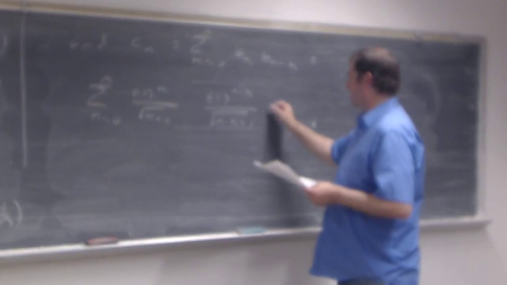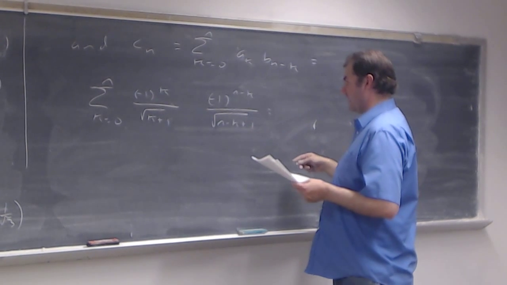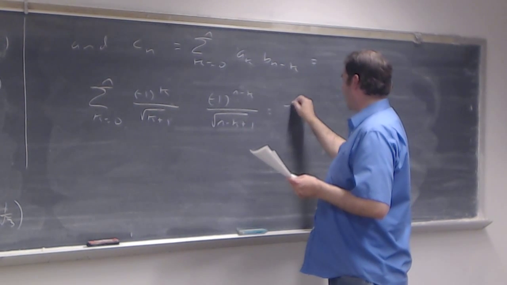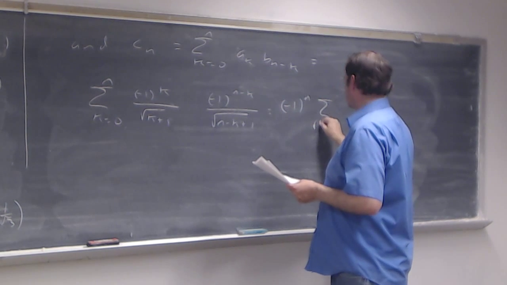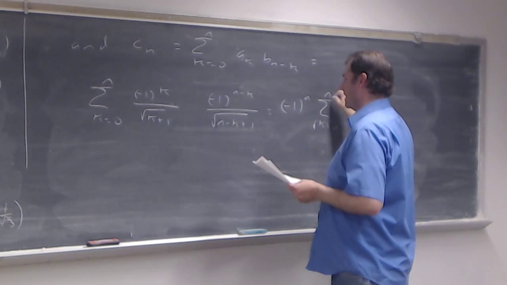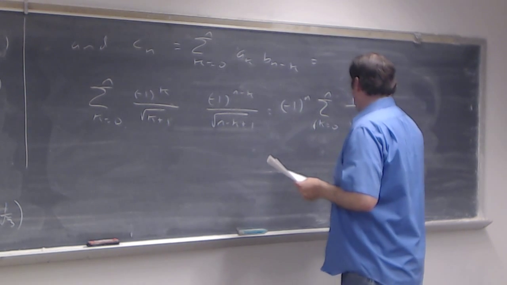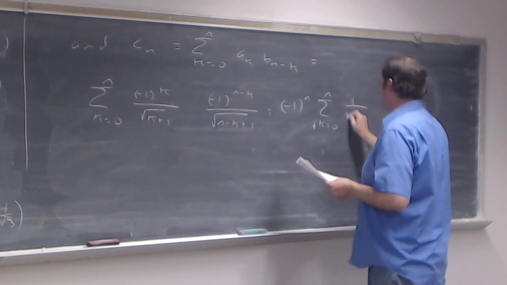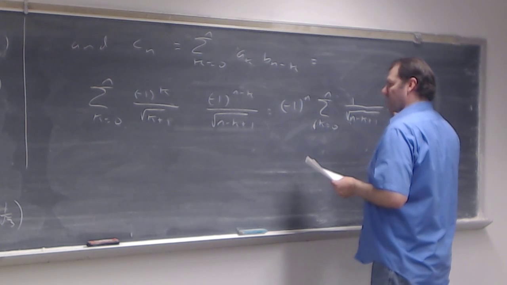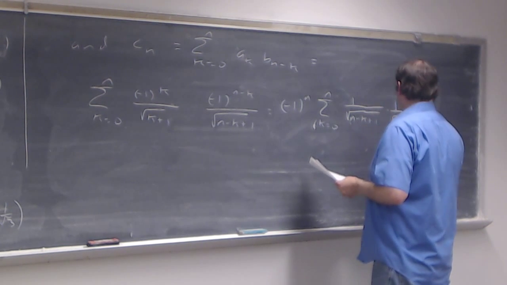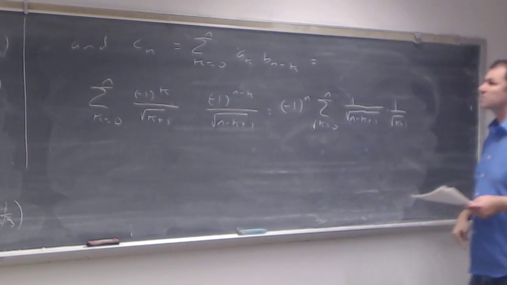And that ends up being minus 1 to the n. So I'll take that out of the summation here. Sum as k runs from 0 to n. And here we have, rewriting them in different order, 1 over the square root of n minus k plus 1 times 1 over the square root of k plus 1. That's what we have.